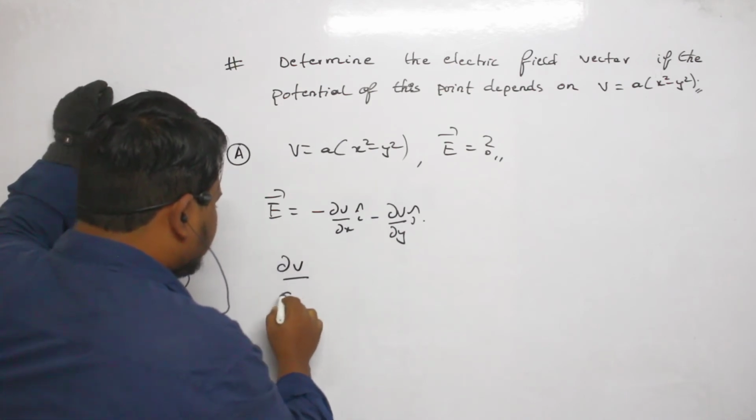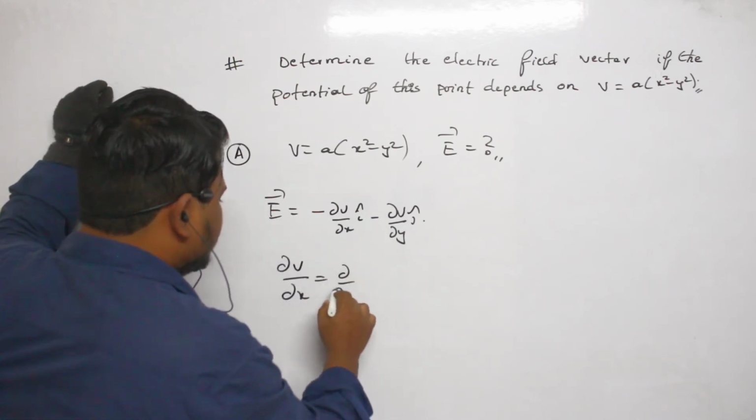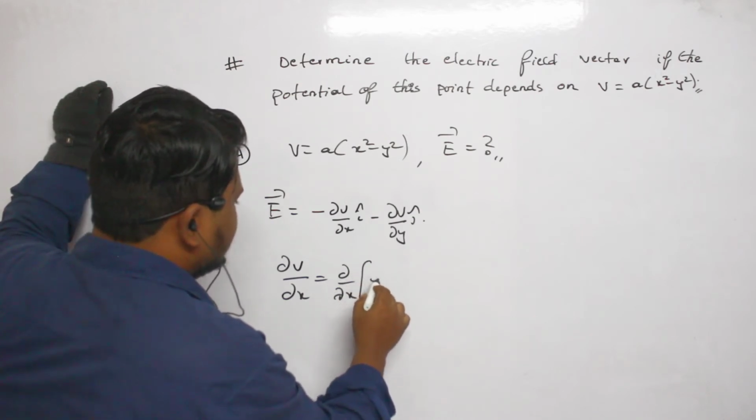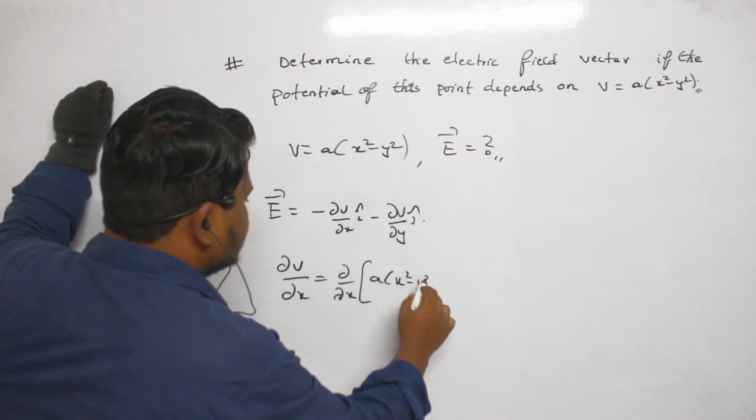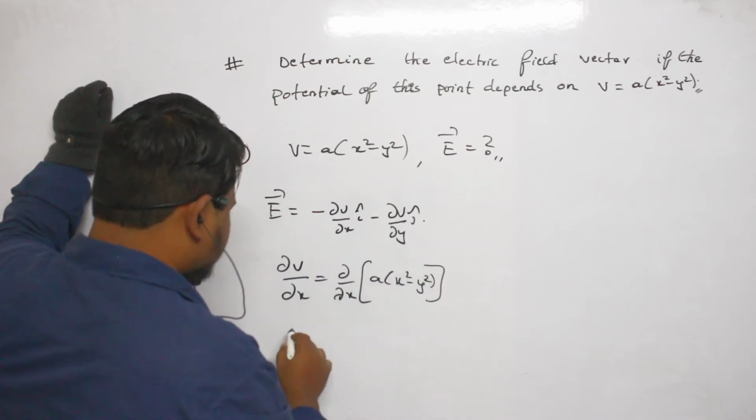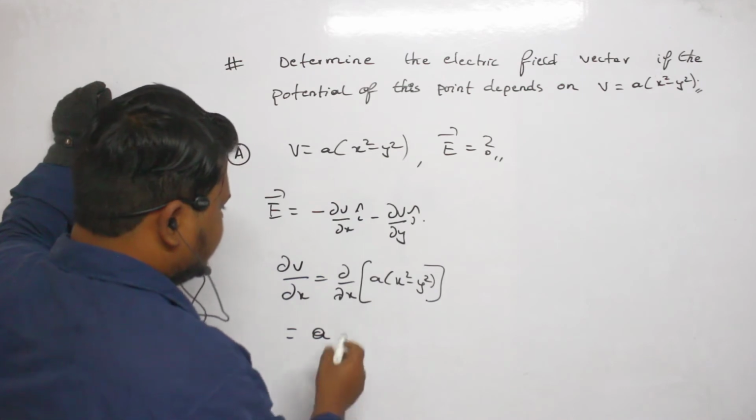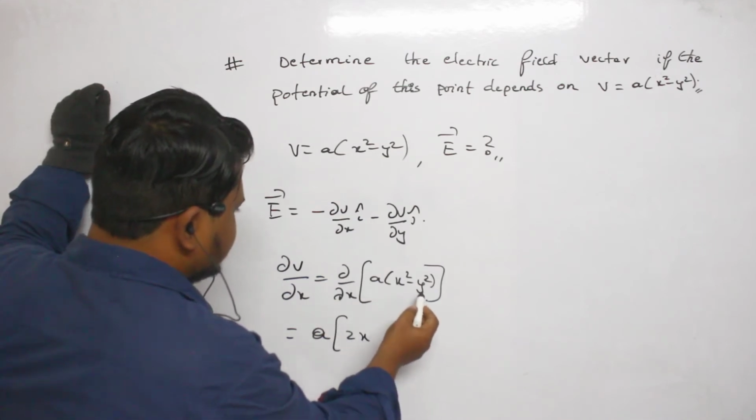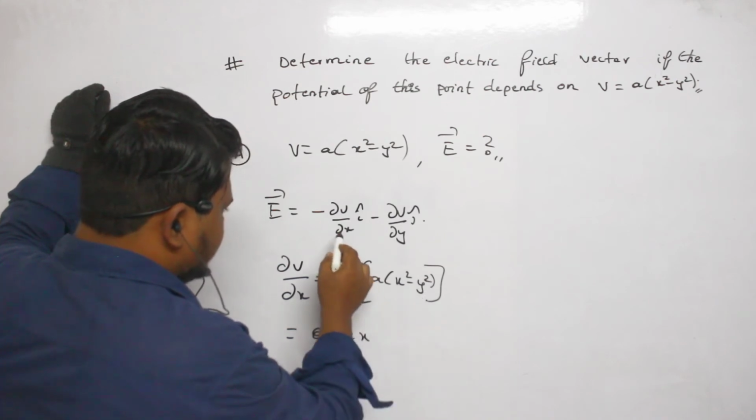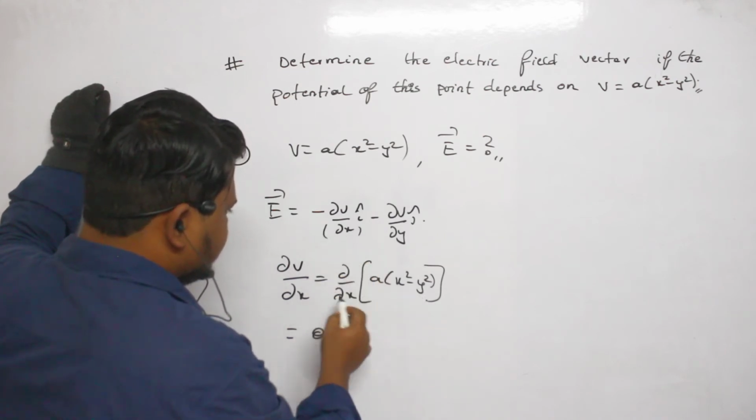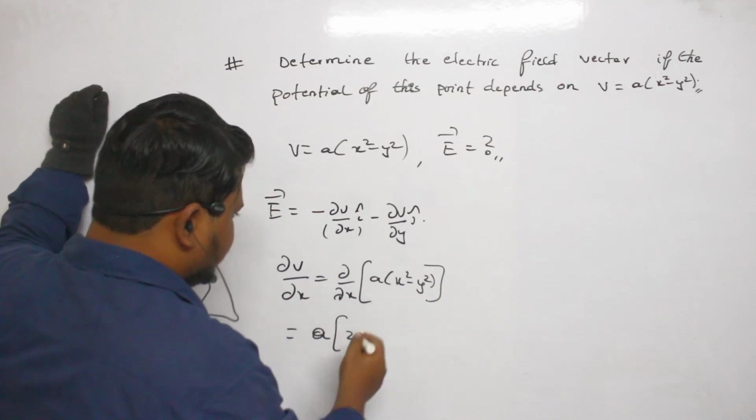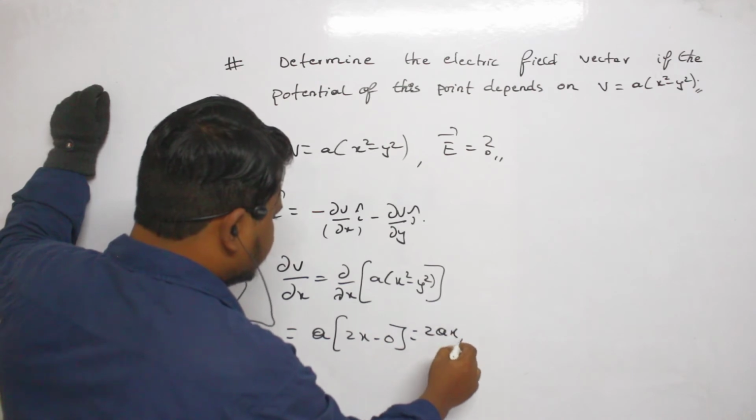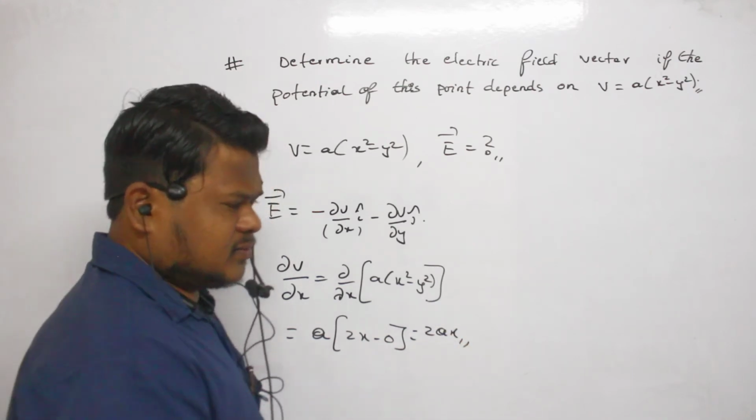So dou V divided by dou x is how much? So dou by dou x of, I can write it as, A into x square minus y square. Clear? So if I take A common, then differentiation of x square is how much? 2x. And y square is a constant because we are doing partial differentiation here. So y becomes a constant, and its differentiation becomes 0. So therefore, 2ax is the electric field component along the x-axis.